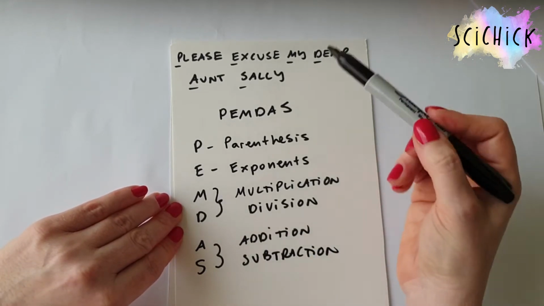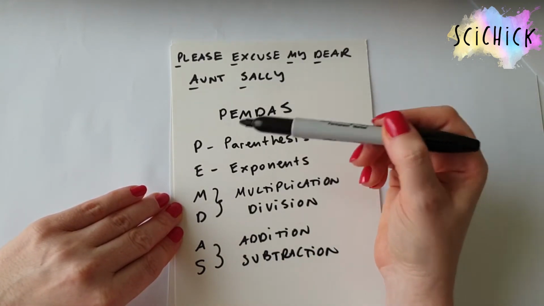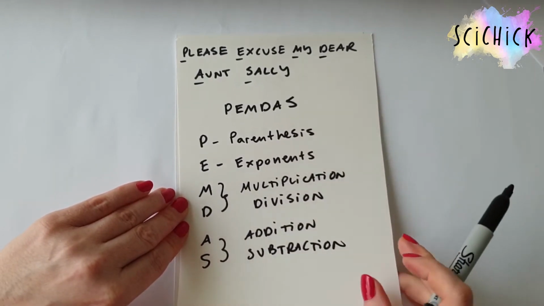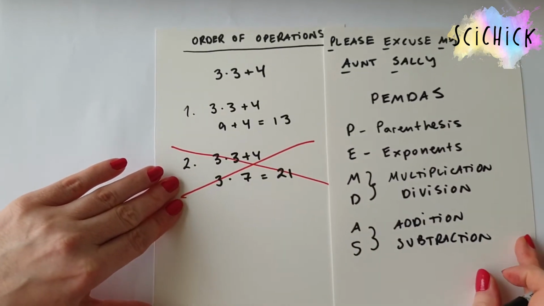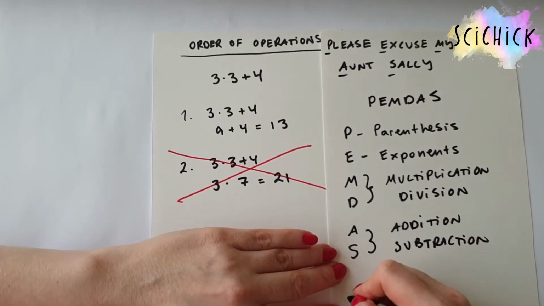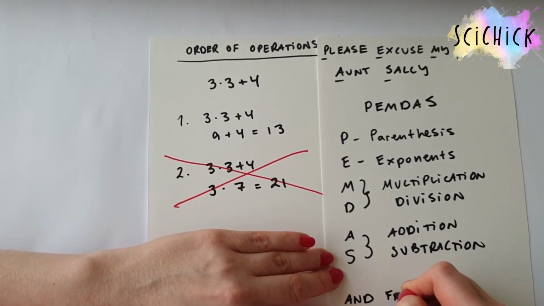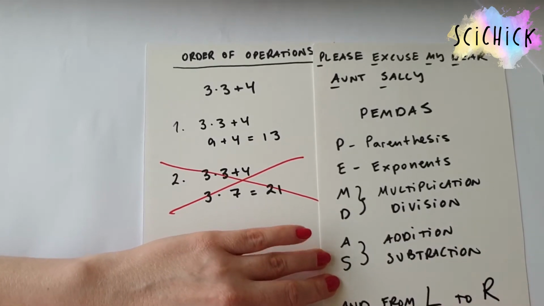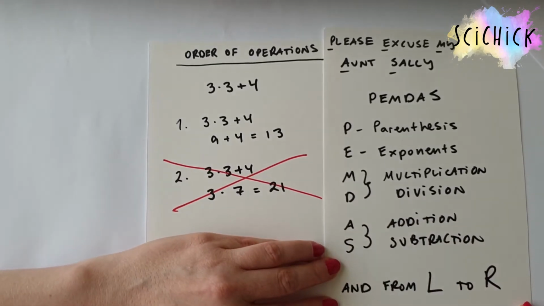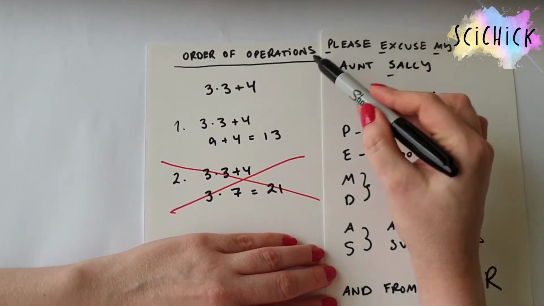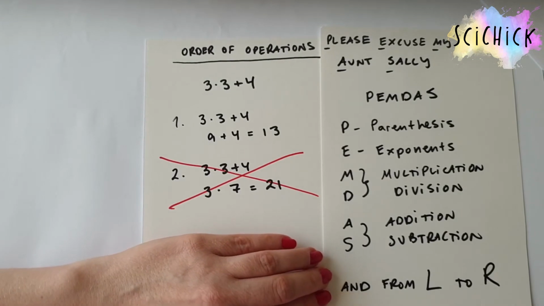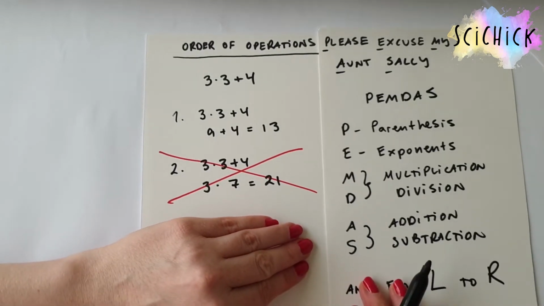Okay, so please excuse my dear Aunt Sally. And we need to use this. Yeah, I'm going to add here. And from left to right. Super important to get this one too. So if you remember this and this, you can solve any problem.